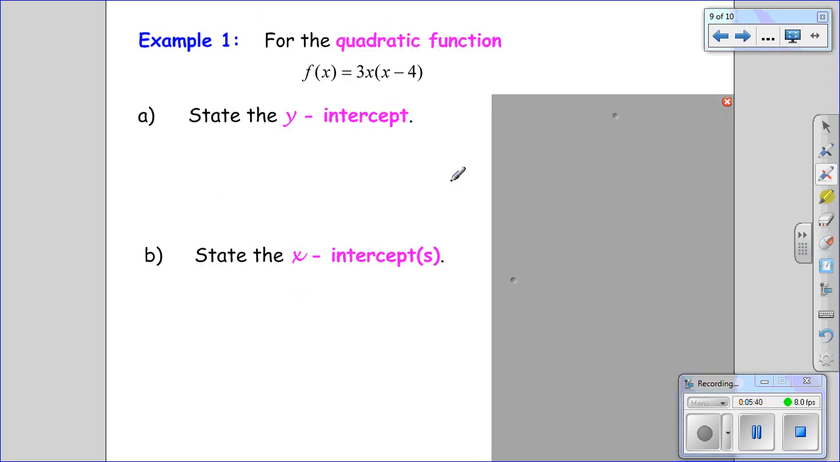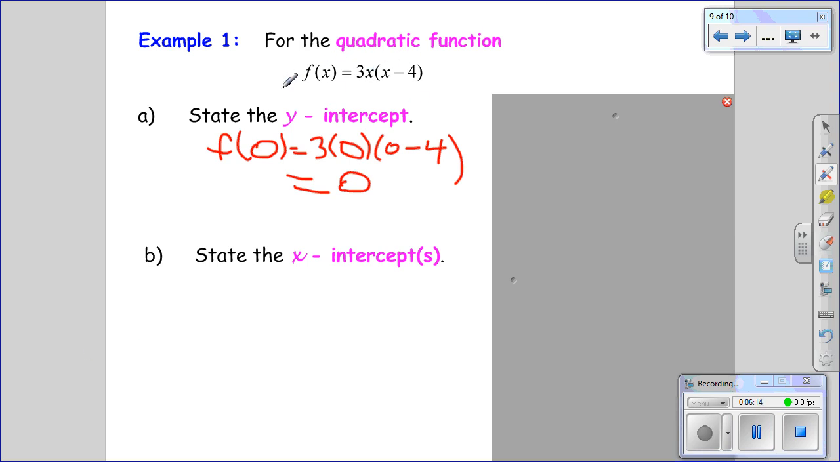For example, if I look at the quadratic function, f of x is 3x times x minus 4. If I want to state the y-intercept, I know that's looking for f of 0, because my y-intercept occurs when x is 0. So I just say, well, that's 3 times 0 times 0 minus 4. And since I'm multiplying a bracket and 3 by 0, I don't have to do any more work. That tells me my y-intercept is 0.